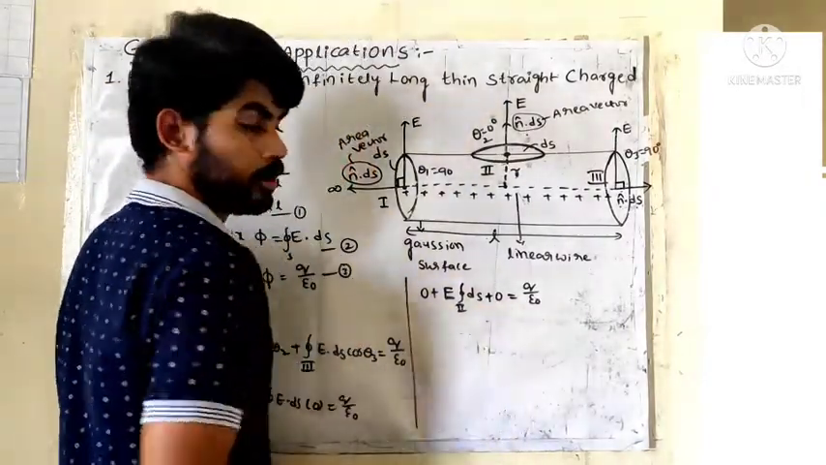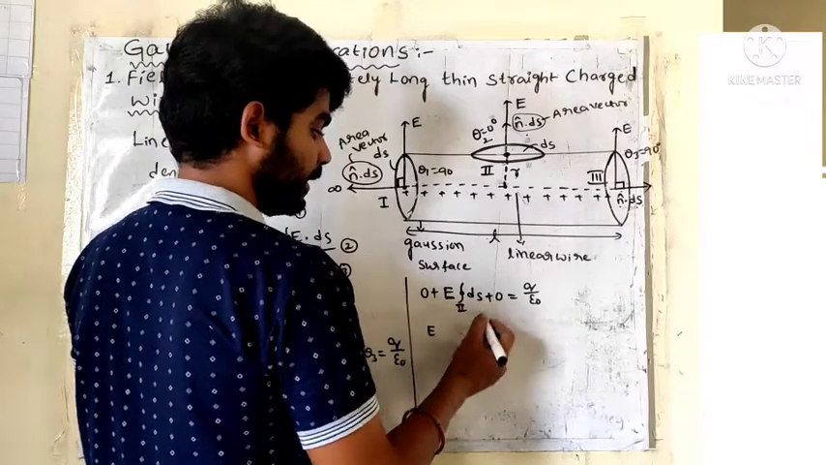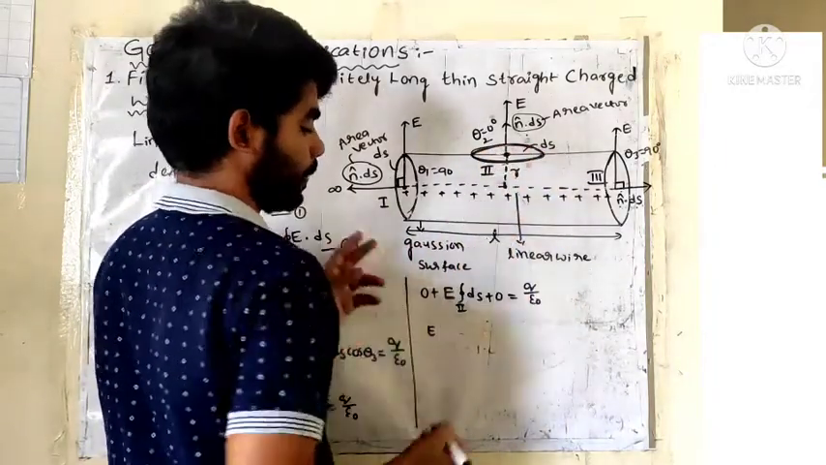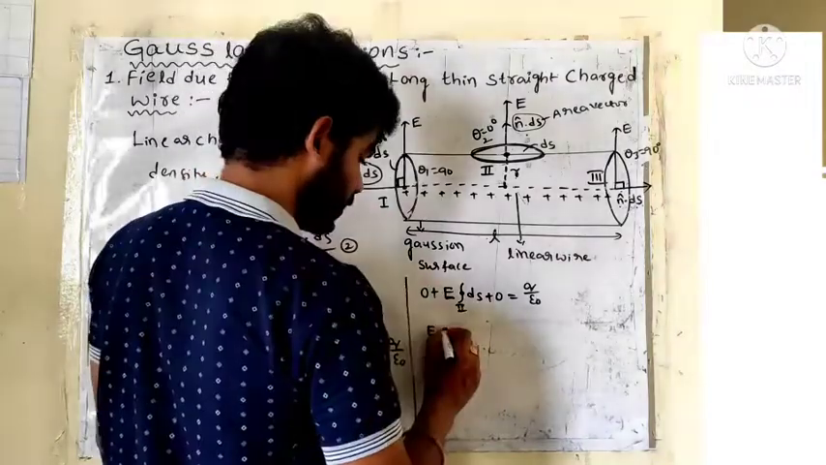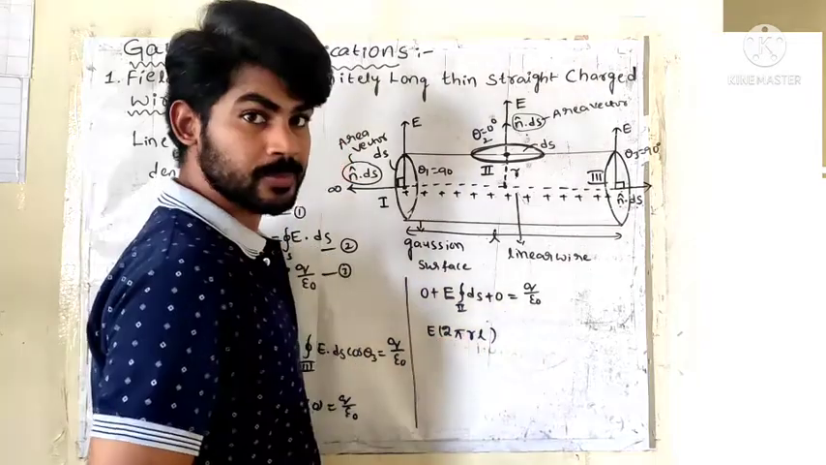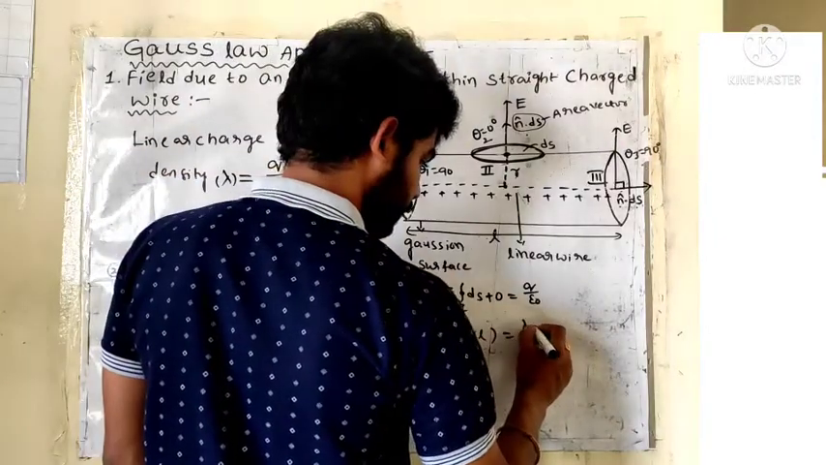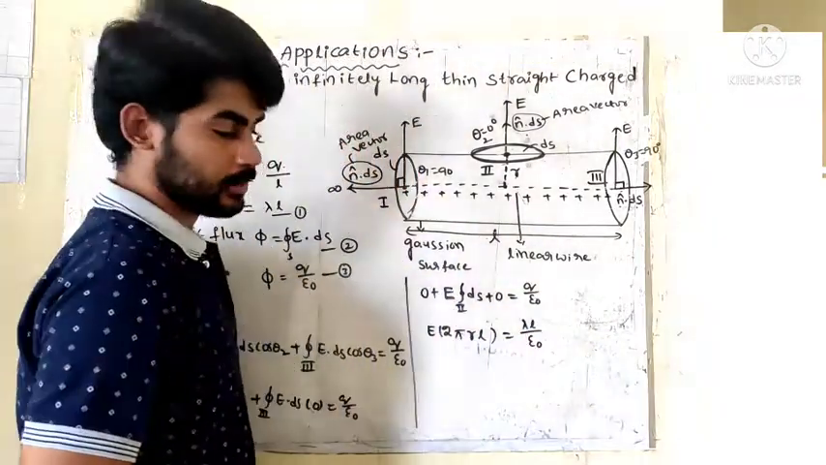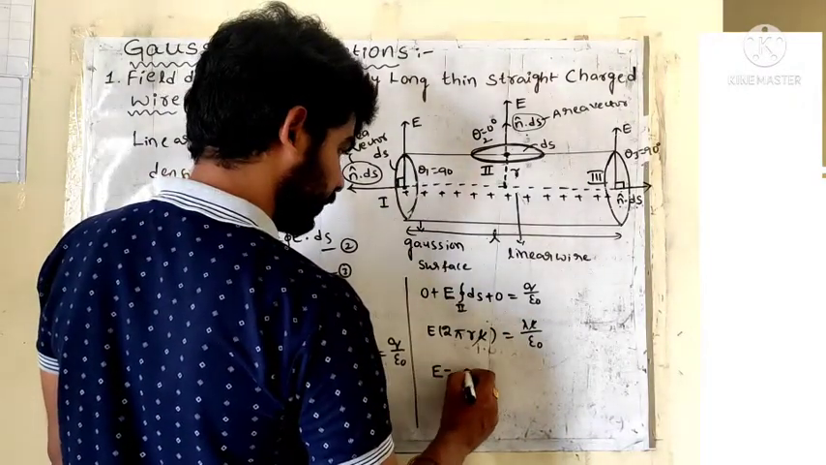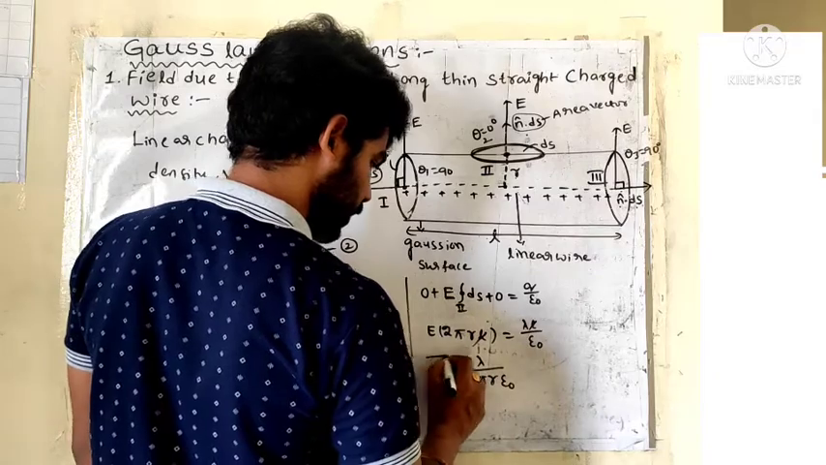Next, see here, E is constant. Integral ds is the curved surface area. How much is this curved surface area? Curved surface area in cylindrical form is 2 pi RL, is equal to Q, which from equation 1 is lambda L, divided by epsilon naught. See, this L is cancelled. Finally, the electric field E is equal to lambda by 2 pi R epsilon naught.